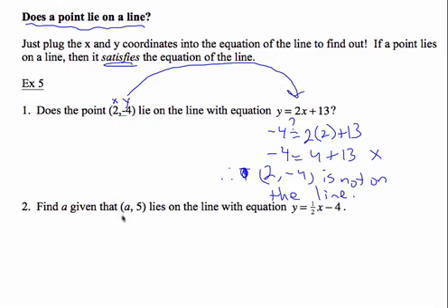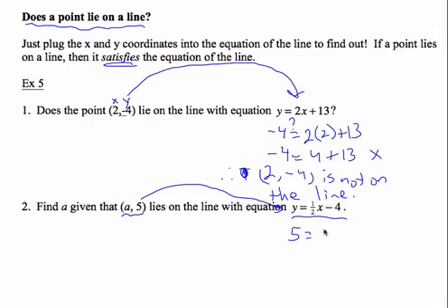Okay, in the next example, you're given a point, but we don't know the x-coordinate. It lies on this line. Find the value of a. So we know if it lies on a line, then if we substitute this point into this equation, it should be true and it should be equal. So we can solve that way.